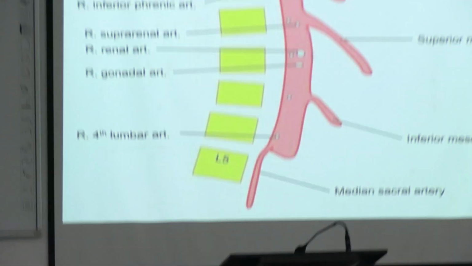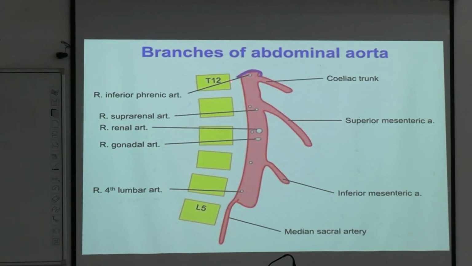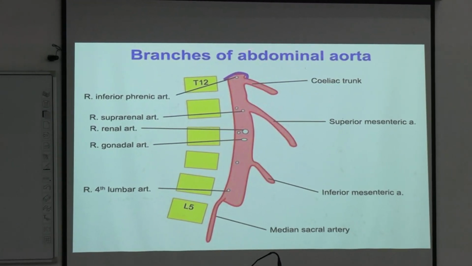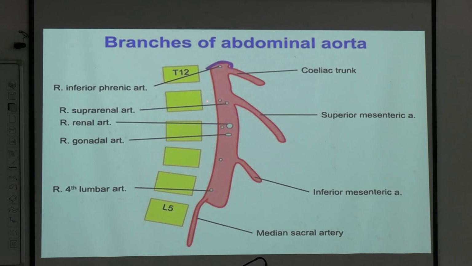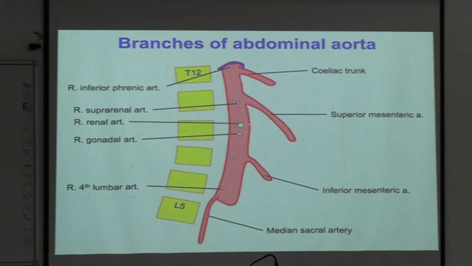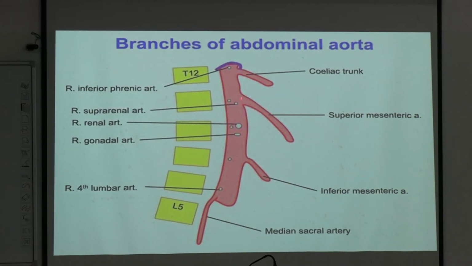And here you can see right inferior phrenic artery just after entering the abdomen through the aortic opening. Here is right suprarenal artery, right renal artery, and right gonadal artery. These are the lateral branches. And here are the dorsal branches, 4 lumbar arteries: 1, 2, 3, and 4. These are dorsal branches. And this is median sacral artery. This is also one dorsal branch. So these are the branches of abdomen.